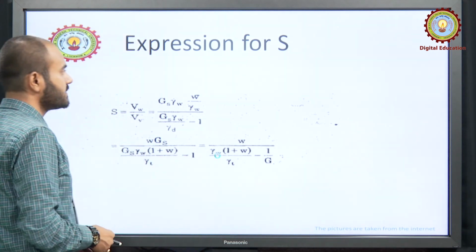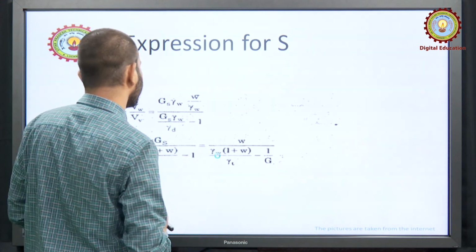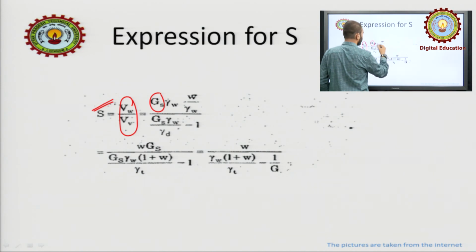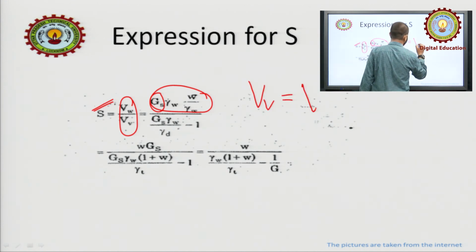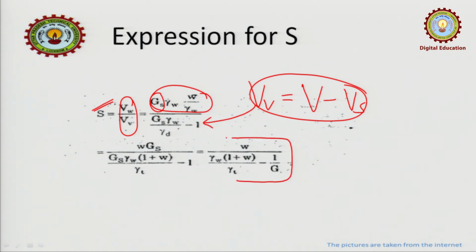Now, what is this S? S is the degree of saturation. Let us see how it is related to different parameters. First of all, you already know that Vw upon Vv is the expression for the degree of saturation. Now, using the formula for Gs, we write Vw, just as I explained before, forming this expression. And for Vv, you can write it as total volume minus volume of soil solids. This is used here to get this expression, then just simplify it to get this one.